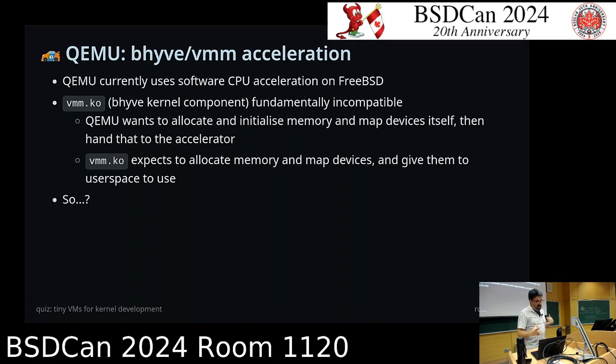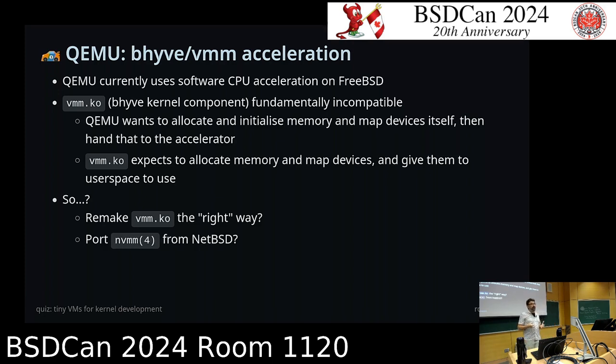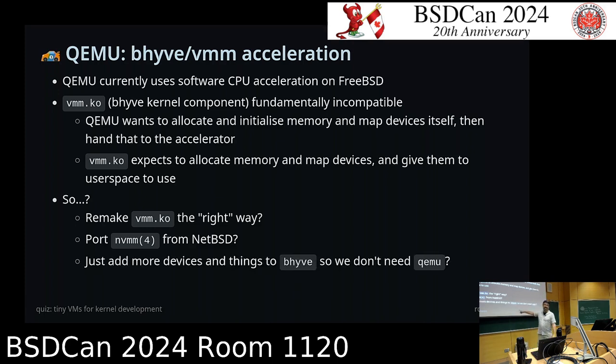So I'm not sure exactly how to approach that. We could remake VMM.ko the right way. I'm reliably informed by the fellow who wrote it, who was kind enough to write me a private email, that that's probably a fool's errand. And I'm like, okay, maybe I should listen to that. Maybe he's wrong. I was thinking about porting NVMM from NetBSD, just because the API is really nice. It doesn't have any fuss. It just says map a host region, unmap a host region, map a guest region, unmap a guest region. That's it. Or we could just go all in and say, screw it, we're just going to implement every damn thing in bhyve, so we don't even need QEMU. That's probably less likely, but you always need the high price point so that you come back to the middle price point.